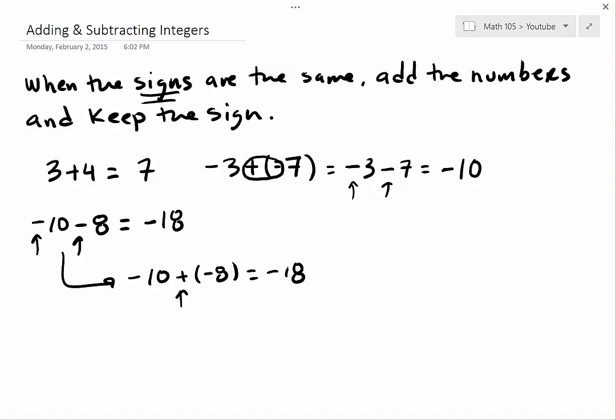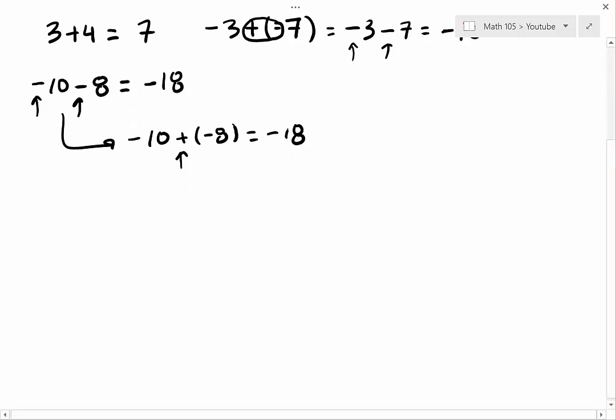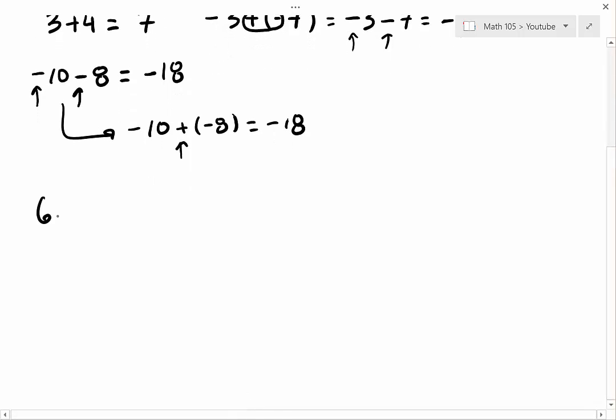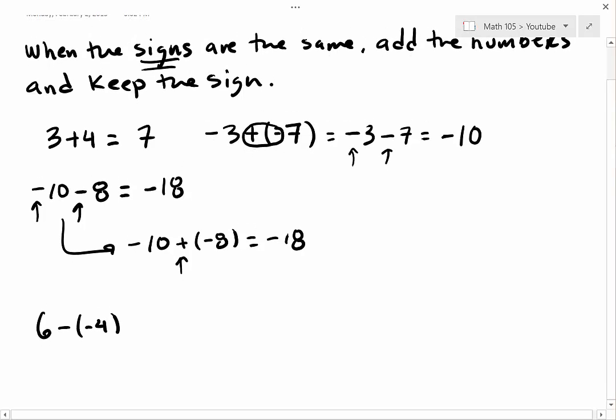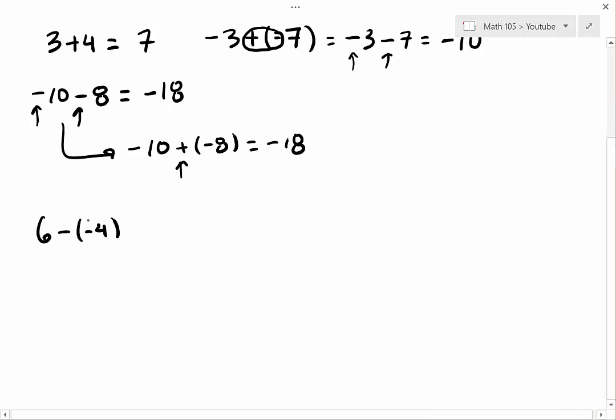Okay, and we're going to do a few more. How about if we had something like 6 take away negative 4? Now, in this case, it looks like, well, we have to be subtracting. But if we're going to follow this rule that says when the signs are the same, add the numbers and keep the sign, if we want to use that rule, we're going to have to first deal with this. Two negatives make a positive, so that's 6 plus 4, which when you add those, now it gives you 10.